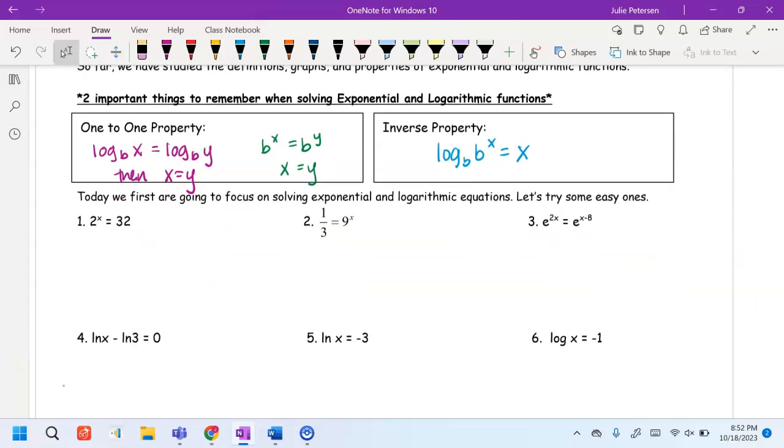This isn't a bad place to pause the video and see if you can do these first three and then check your answers.